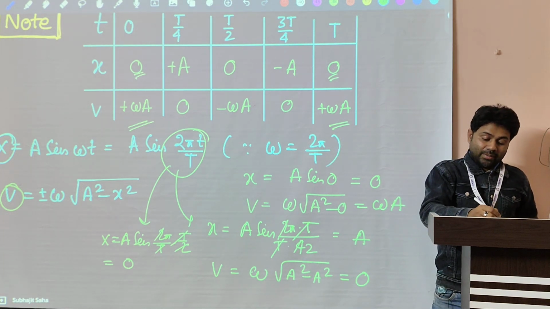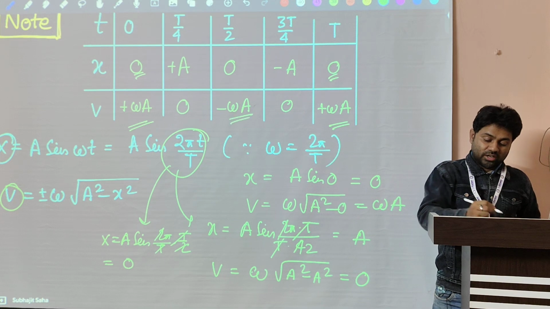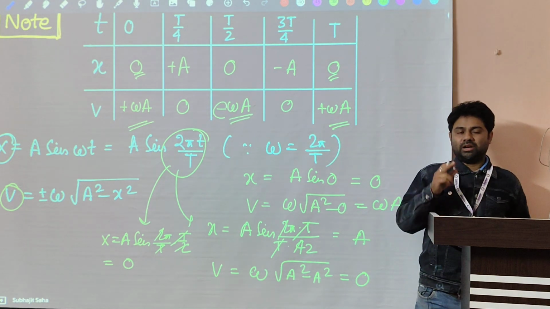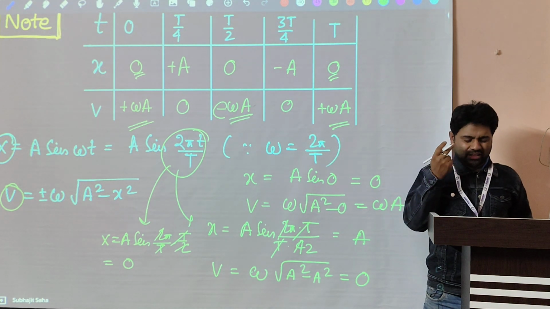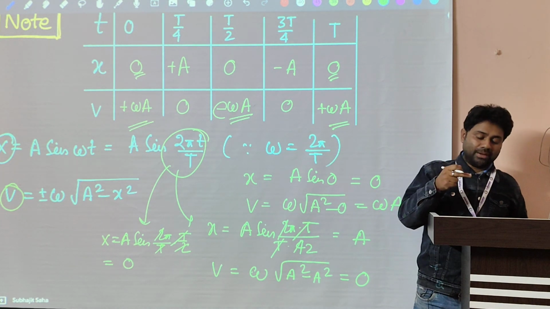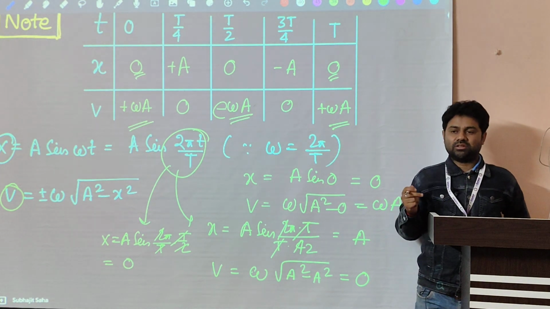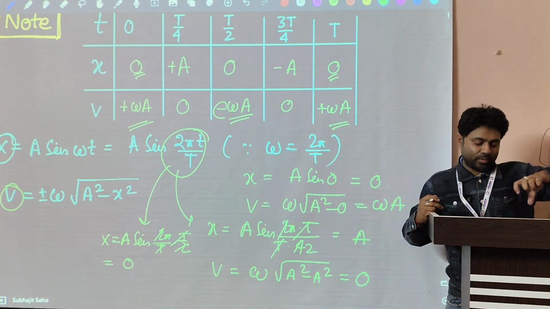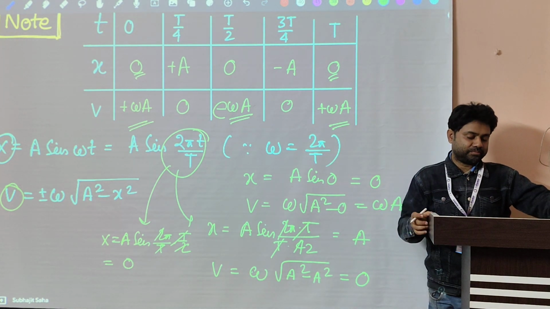See, in the middle, at T by 2, the velocity magnitude was the same, but the direction was opposite. So the velocity value, that is the velocity vector, both magnitude and direction repeat after time period T, where T and omega are related: omega equals 2π by T.